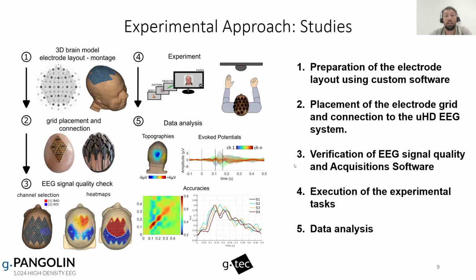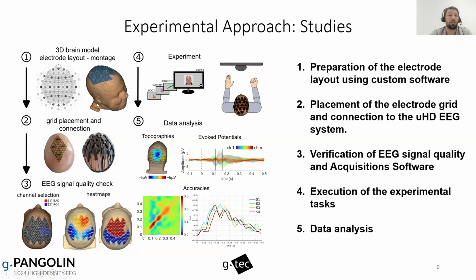And here you can see how we approach the experiments, typically using the g.Pangolin system. So the first step is that you build a 3D brain model with the sensor grids applied in the software on the locations where you are interested in investigating neural activity. For example, you would go here for auditory on the temporal lobe, for visual, as we did it here, in occipital, and also we used it for motor decoding over the central sulcus, the somatosensory cortex.